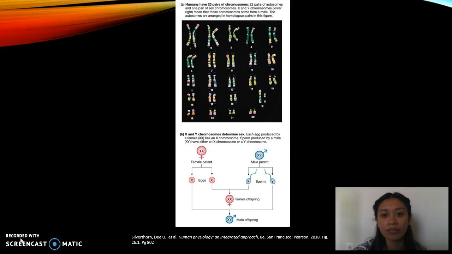So here we have a karyotype, and you can see the much larger X chromosome and the very small Y chromosome. Very cute, very little. This is why the X chromosome is necessary for life. It's able to hold a lot more genes. And this image right here shows how combinations of different chromosomes will lead to a male or a female individual.